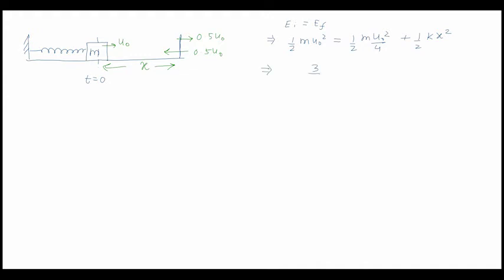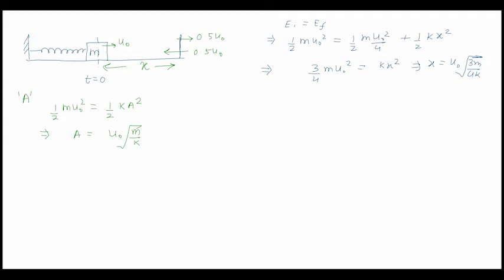The next line we obtain is 3 by 4 m u0 square is equal to k x square, and hence x is equal to u0 root over 3m by 4k. So this is the value of x which we have. Now, let us calculate the maximum possible elongation. If we consider that the maximum elongation is A, that is the amplitude, we can write half m u0 square is equal to half k A square. From here we obtain that A is equal to u naught root over m by k.